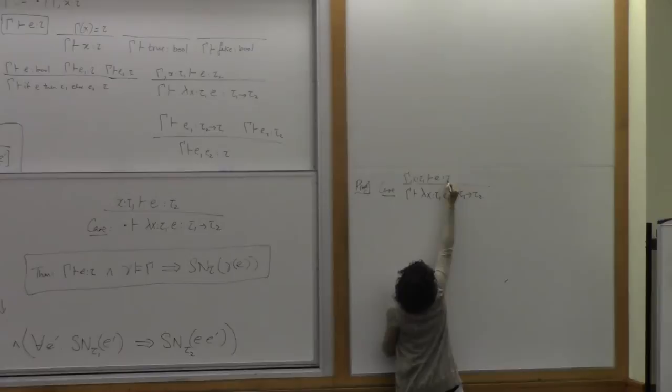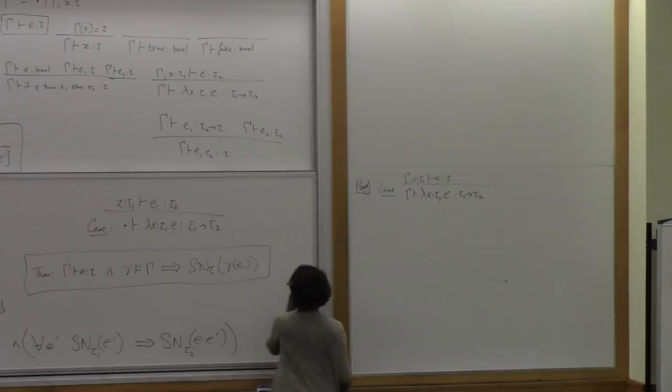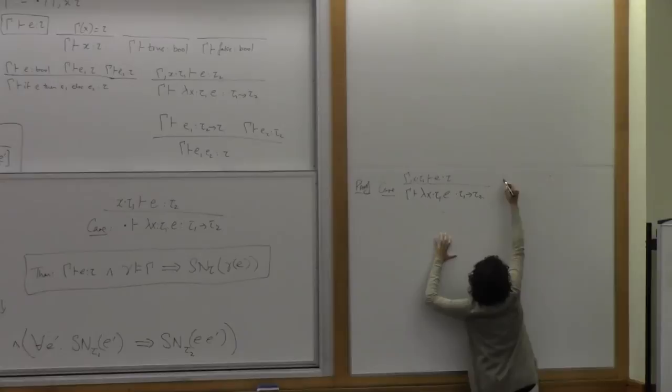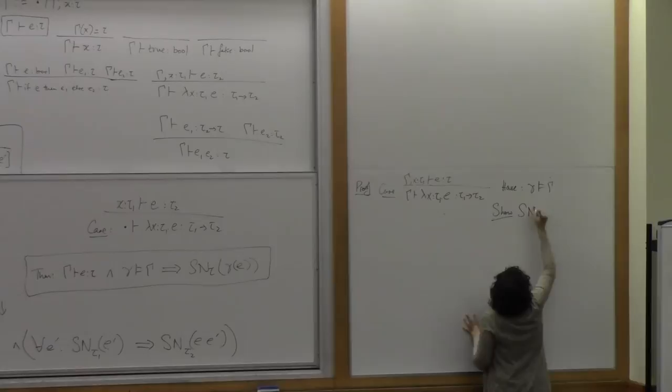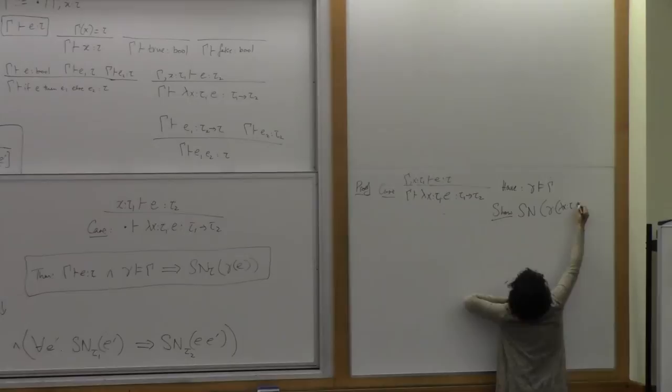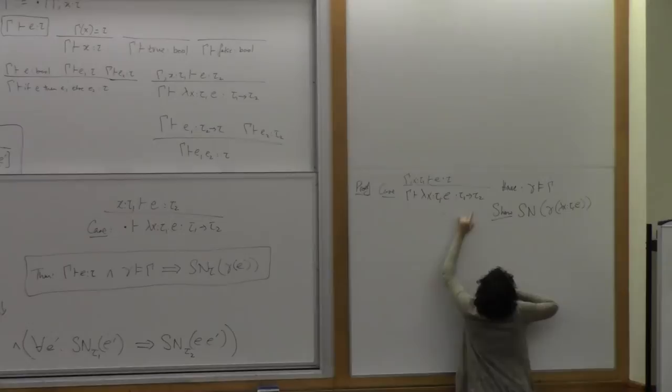All right. Again, we start off by saying we know that we have a lambda term that's well typed, and we have a substitution that satisfies gamma. And we have to show that gamma applied to lambda x colon tau 1 dot e is strongly normalizing at its function type tau 1 arrow tau 2.